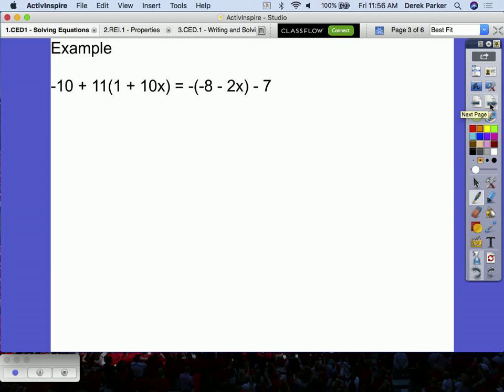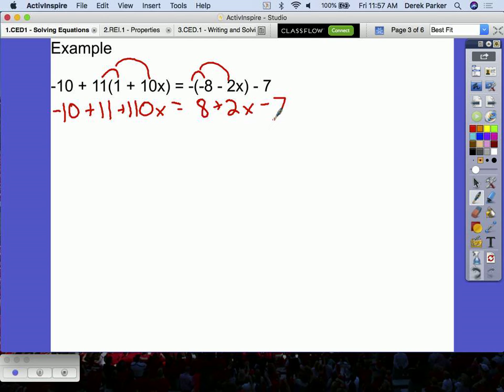In this example, my first step on the left side of the equation is to distribute the 11, and I get -10 plus 11 plus 110x equals. On the right side of the equation, I have a negative on the outside of the parenthesis. So that means I'm going to distribute that -1 to both terms on the inside. And I get 8 plus 2x minus 7.